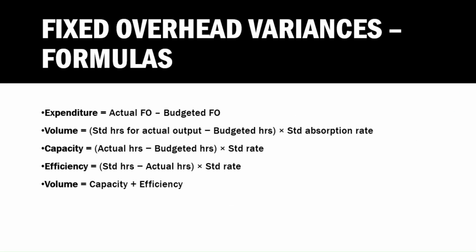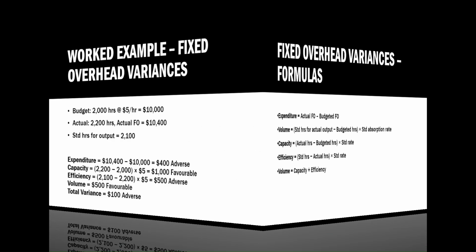The formulas are: fixed overhead expenditure equals actual fixed overhead minus budgeted fixed overhead. Volume variance equals standard hours for actual output minus budgeted hours times standard absorption rate. Capacity variance equals actual hours minus budgeted hours times standard rate. Efficiency variance equals standard hours minus actual hours times standard rate.